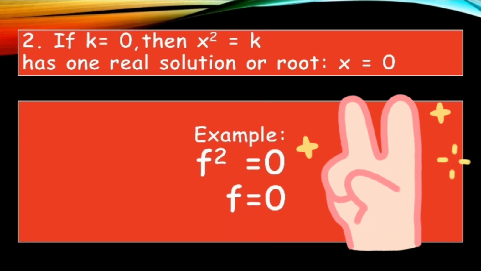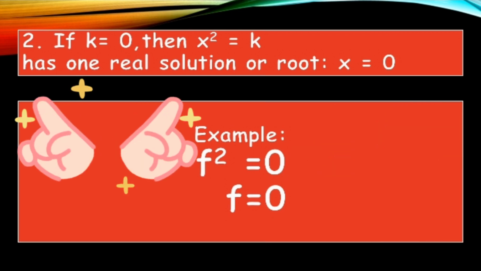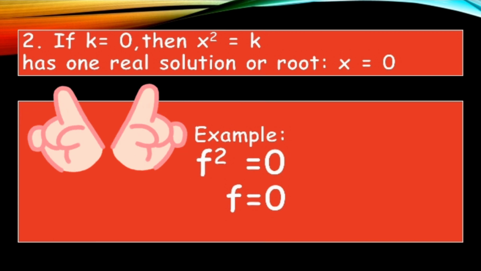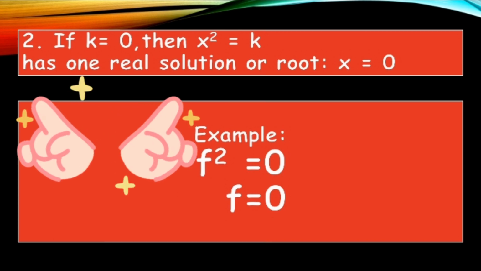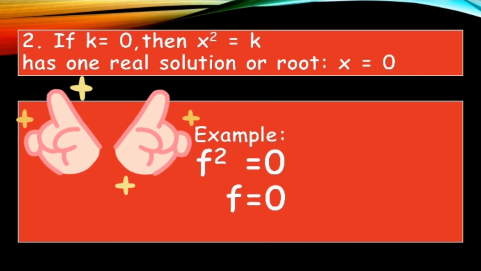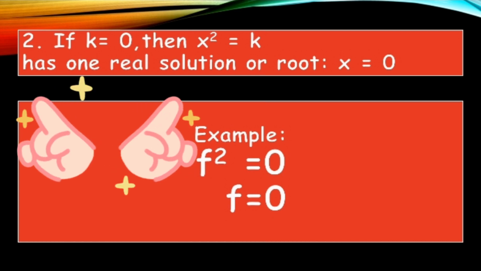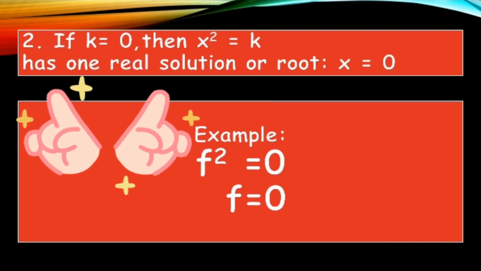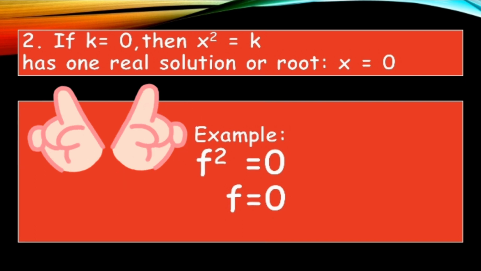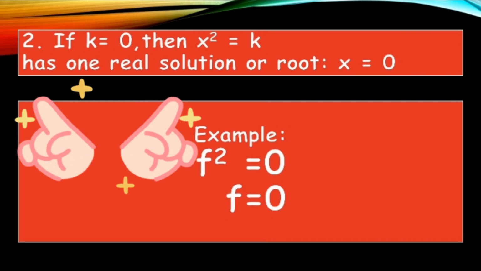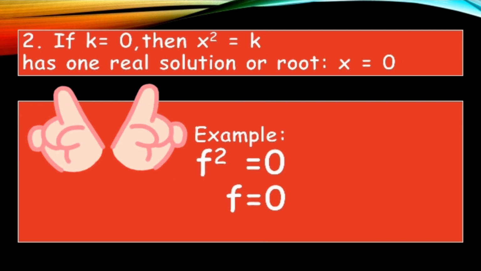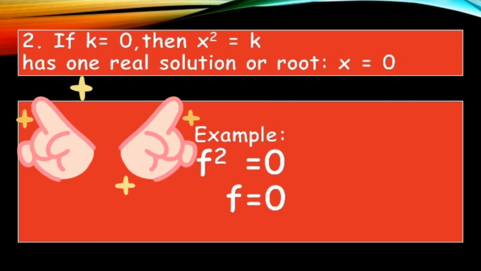Now, let's proceed to the second condition. Condition number 2. If k is equal to 0, then x squared is equal to k has one real solution or root, and that is x is equal to 0. Simply, if your constant term is equal to 0, no need to solve. It is automatically equal to 0.